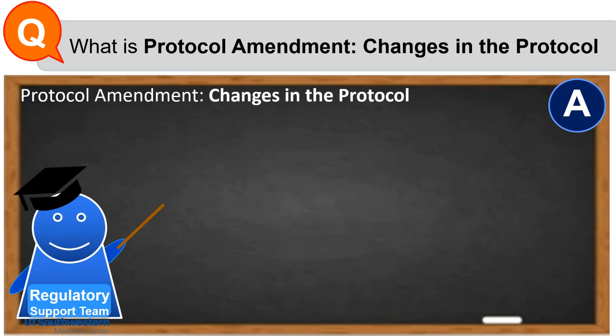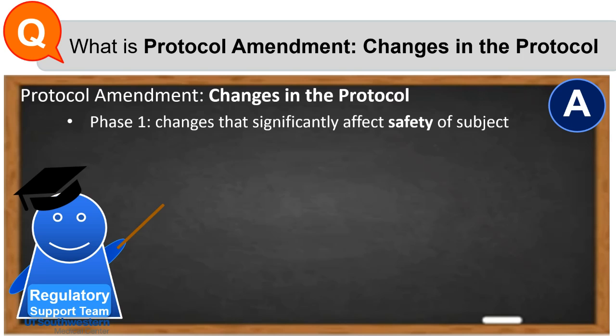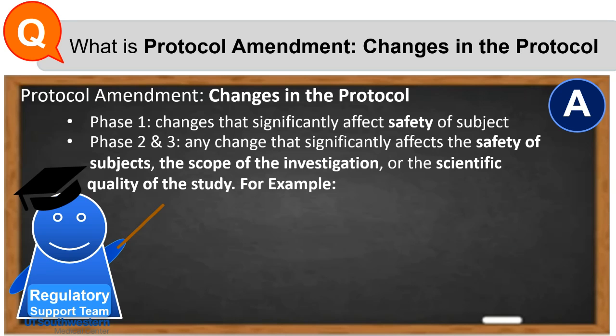The next type of protocol amendment is changes in existing protocol. Per regulations, once an IND is in effect, a sponsor shall amend it as needed to ensure that the clinical investigations are conducted according to protocols included in the application. Protocol amendments should be submitted to the FDA when a phase 1 protocol changes significantly in a way that affects safety of subjects, or in a phase 2 or 3 protocol, when changes are made which significantly affect safety of subjects, the scope of the investigation, or the scientific quality of the study.